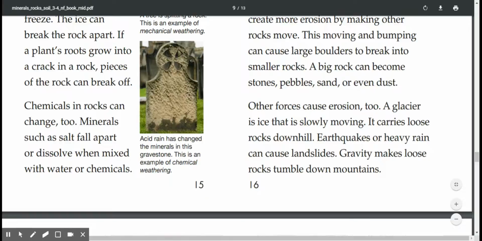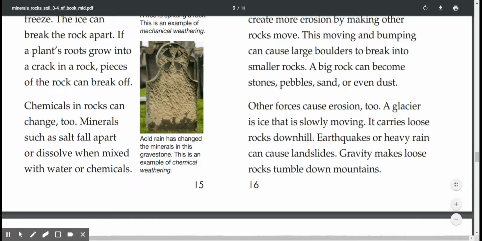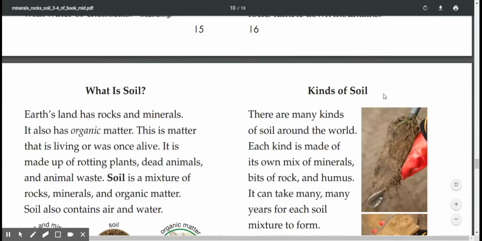There's also other forces that cause erosion. Glacier. A big piece of ice that's slowly moving usually has rocks stuck in it on the bottom where it's touching the ground. It carries those rocks, and not only that, but it makes those rocks run into other rocks and breaks them up even more. Earthquakes. Heavy rain can cause landslides. All right, those rocks move when that landslide happens. Gravity. Good friend gravity makes those loose rocks tumble down the mountain.